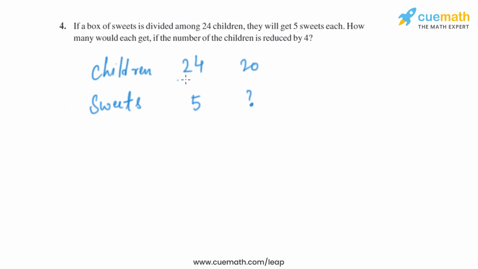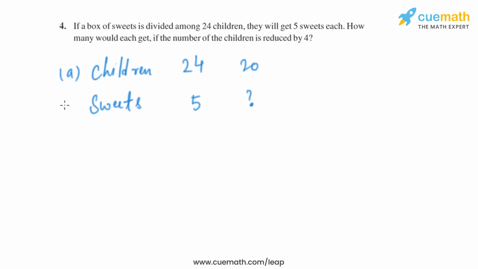So it is given in the question that the number of children is 24 and each one is getting 5 sweets. So when we decrease the number of children by 4, it will become 20 children and the number of sweets per person will increase. Which means they are in inverse proportion.